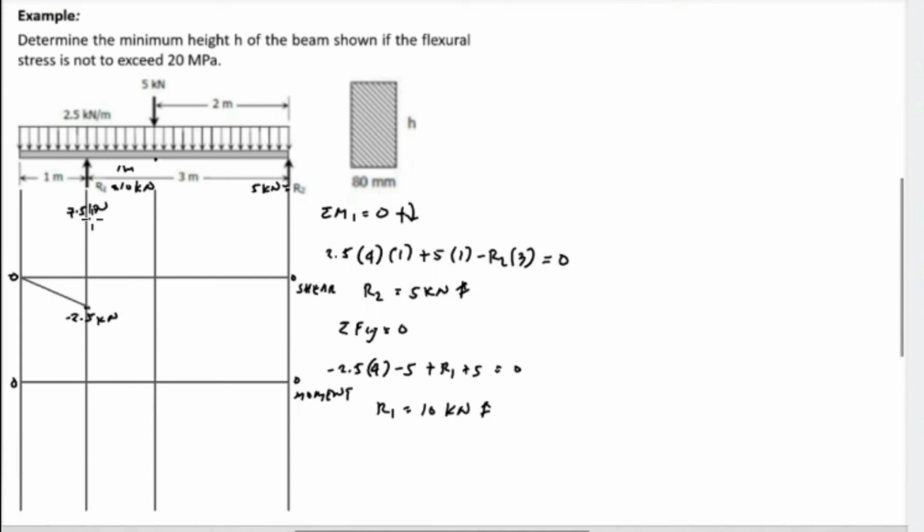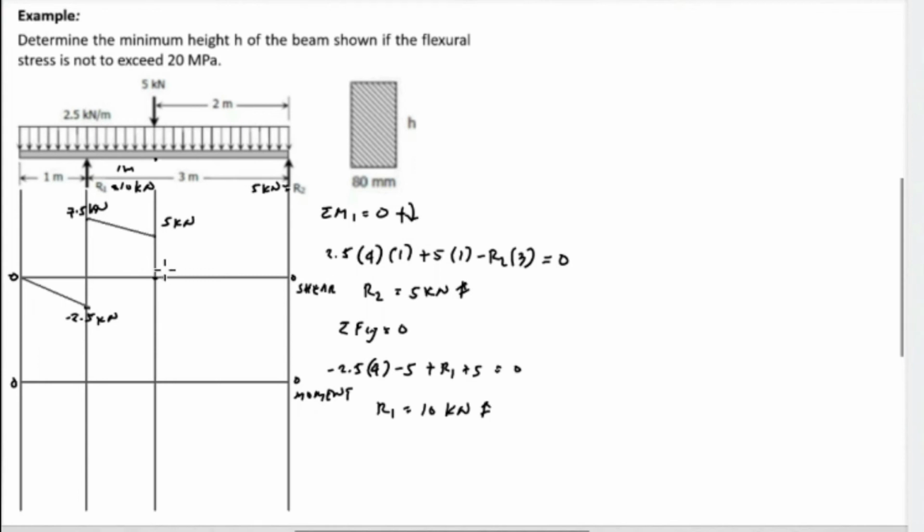And from 7.5, we have a uniform load up to the concentrated load, and 2.5 times the distance 1 meter, which is also 2.5. So 7.5 and downward minus 2.5, and the value is 5, and it is positive. So this will be 5 kilonewton. From this point, we have a concentrated load of 5 kilonewton downward. So 5 kilonewton minus 5 kilonewton, the value is 0. And by the way, we have the shape horizontal, and next one is diagonal. So 7.5 up to 5 kilonewton, and it is diagonal.